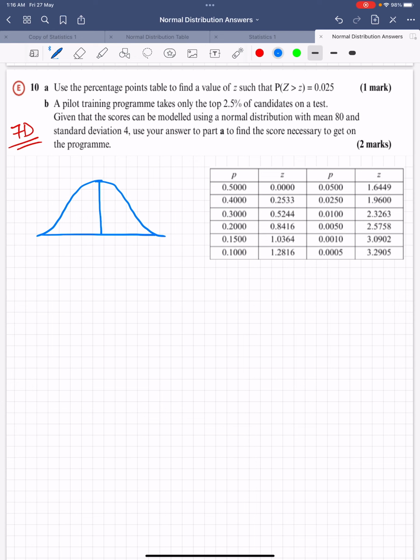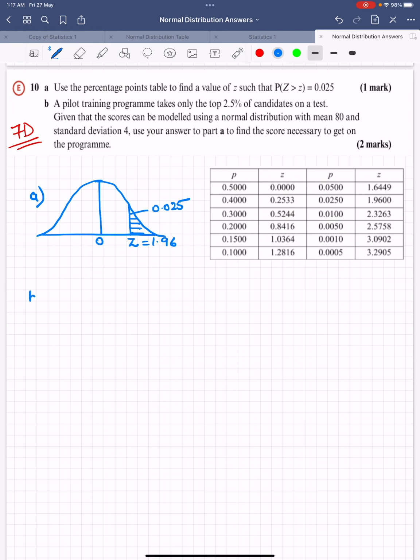Probability greater than z, which means to the right side, and it's a very small value, so 0.025 is the probability. Now we need to find the corresponding z value which has a probability of 0.025 to its right. We can refer to the table. We can see that the probability of 0.0250 has a corresponding z value of 1.96. So z is equal to 1.96, and that's the answer for question A.